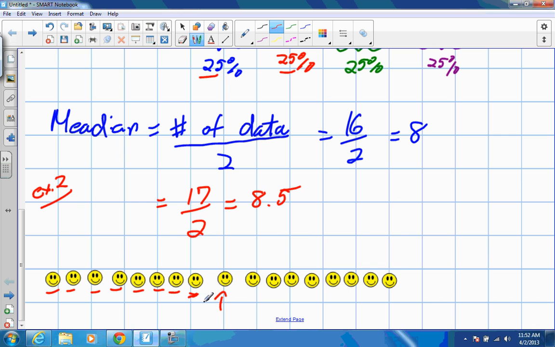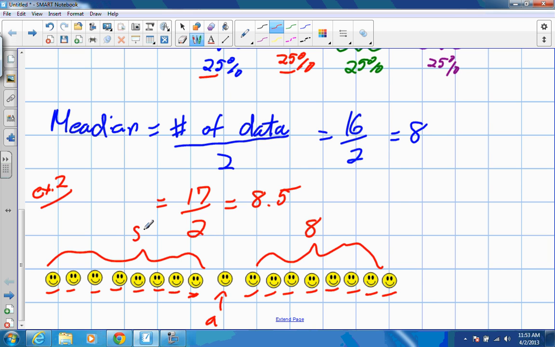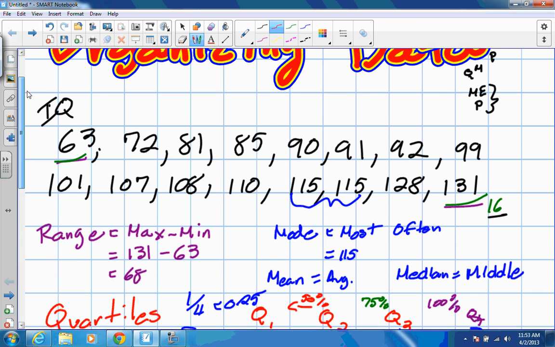But because we have an even value, we'll go up to our actual data here, and we're going to count 8. Okay? So we have 1, 2, 3, 4, 5, 6, 7, 8. And then again we have, counting from the right down, 1, 2, 3, 4, 5, 6, 7, 8. There is no piece of data in the middle to have an even amount. So how do we find the median between these values?